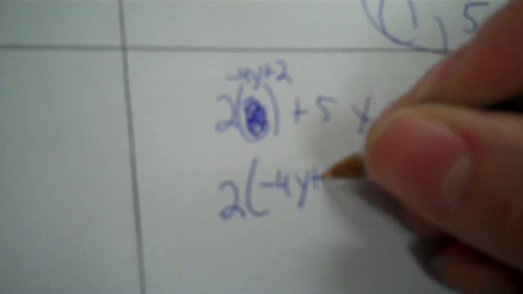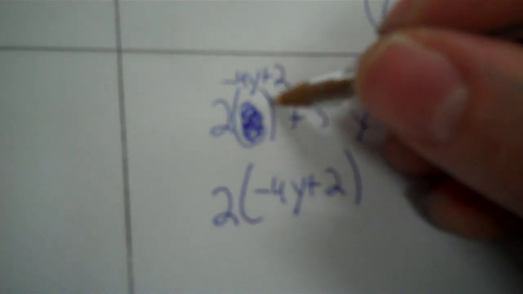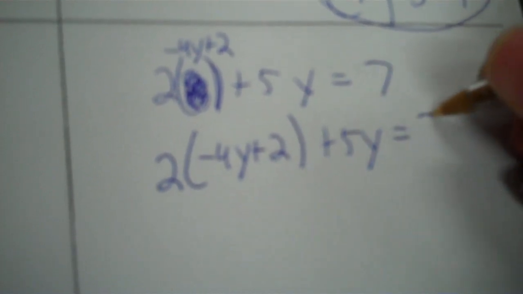So negative 4y plus 2. Okay, so we have a 2, parentheses, negative 4y plus 2. Now you got to keep your eye open after you close the parentheses, because you still have to add the 5y and then equals 7.